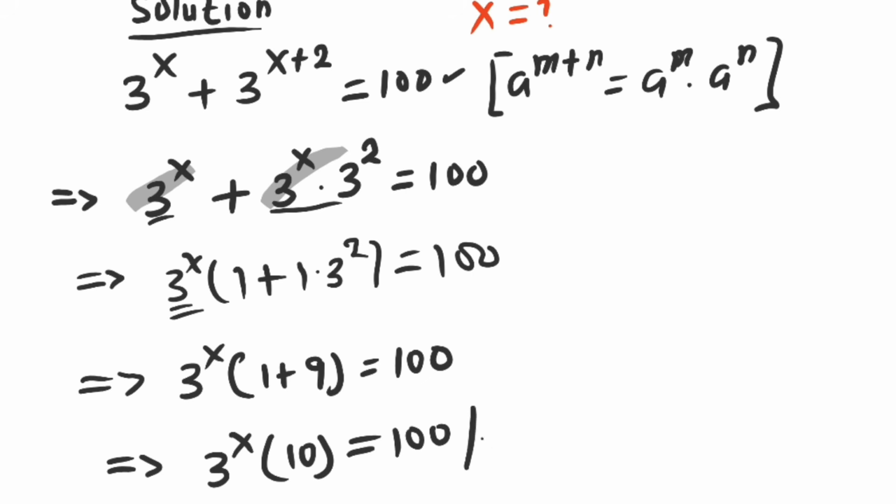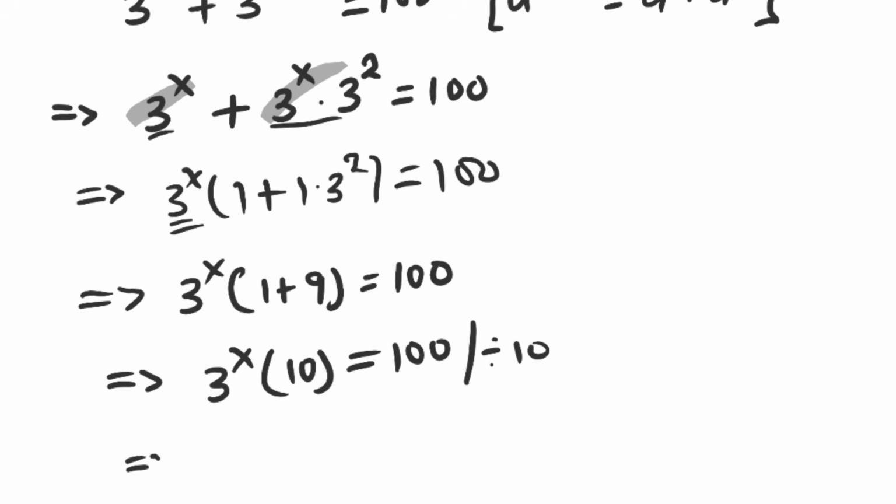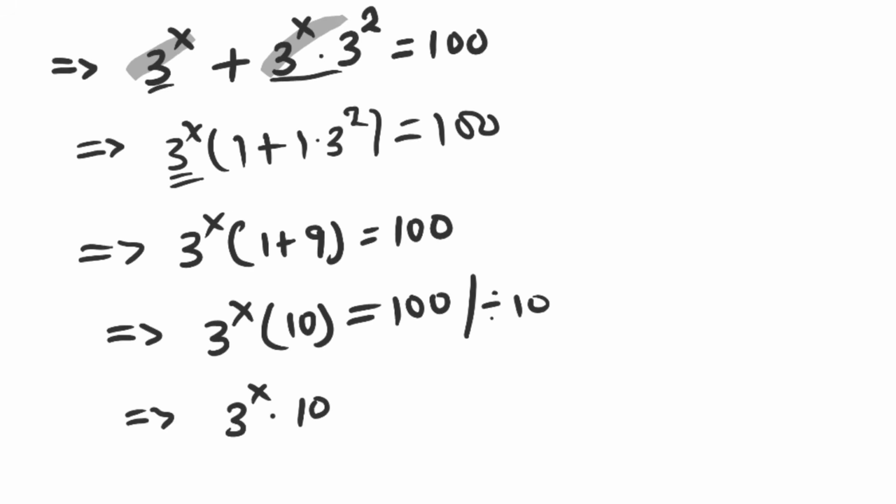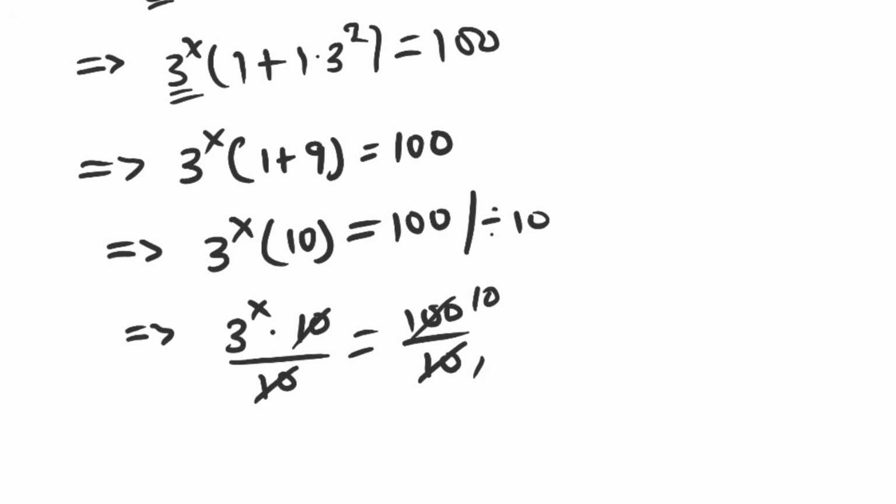Let's divide the whole of this equation by 10. 3 raised to power x multiplied by 10, then divided by 10 is equal to 100 divided by 10. This 10 cancels this 10. 10 here 1, 10 here 10. Then 3 raised to power x is equal to 10.